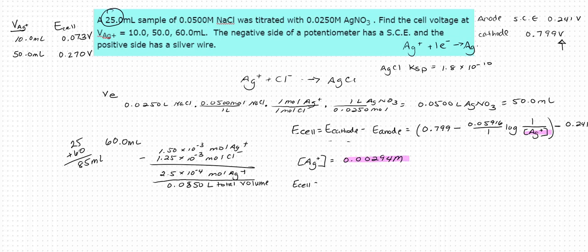And then the E cell is going to be equal to 0.799 minus 0.05916 times the log of the reciprocal of my silver concentration, minus the anode, the saturated calomel electrode, 0.241. So at 60 milliliters of silver, I have an E of the cell of 0.408 volts.